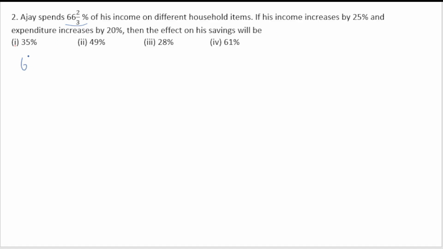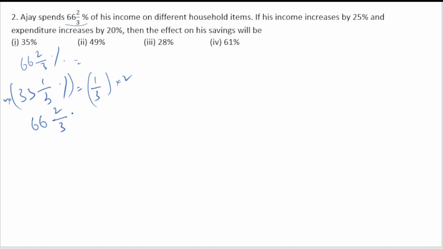Next one. Ajay spent 66 2 by 3% of his income on different household items. What is 66 2 by 3% in terms of fractions? Here, what is 33 1 by 3%? 33 1 by 3% is 1/3. If you multiply 2 on both sides, we'll get 33 1 by 3 into 2. It is 66 2 by 3% is equal to 2 by 3. So, Ajay spends 2/3 of his income on different household items.